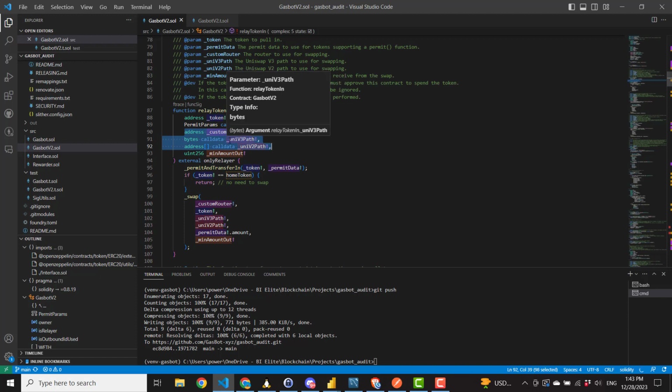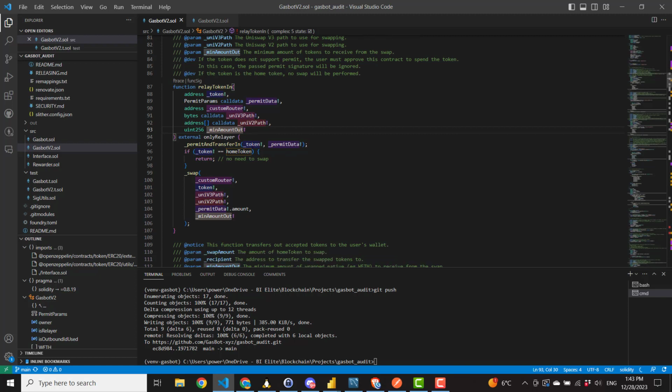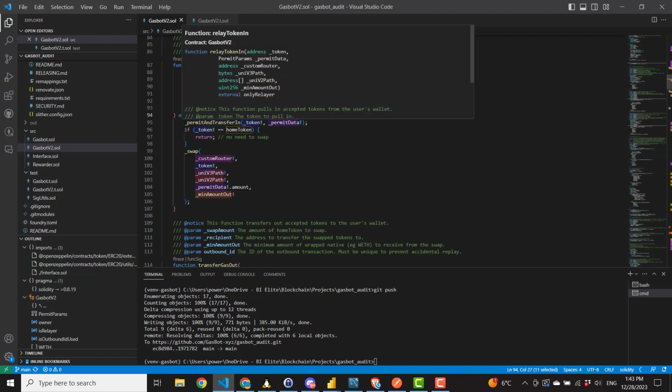Only one of these paths will be usable. It just depends on what we're sending. If the UniV3 path is not empty, we can assume that this custom router is a V3 router, and vice versa. And then a min amount out. It's important to note that this is only called by a relayer. So it follows a flow that's pretty easy to understand.